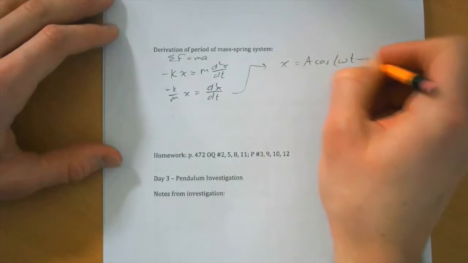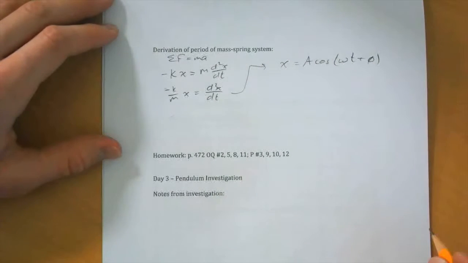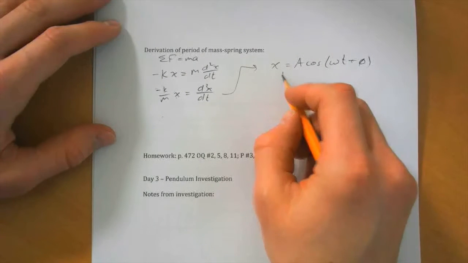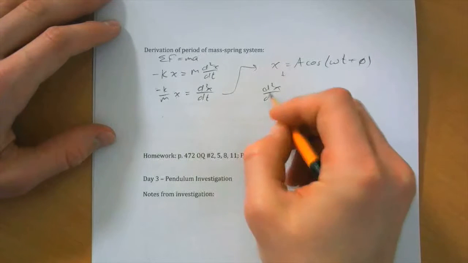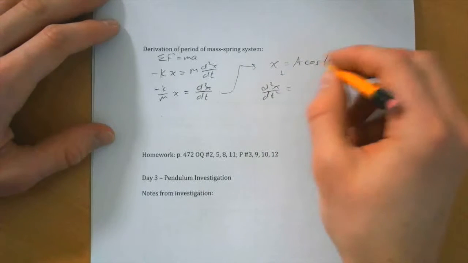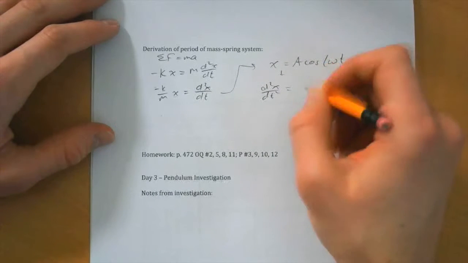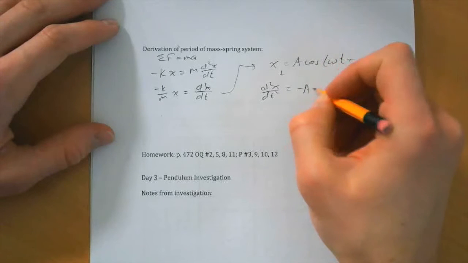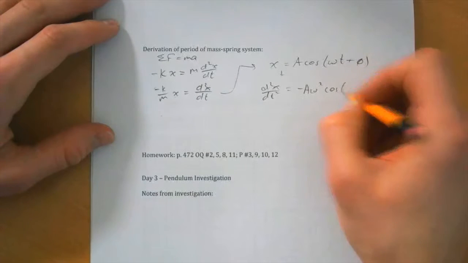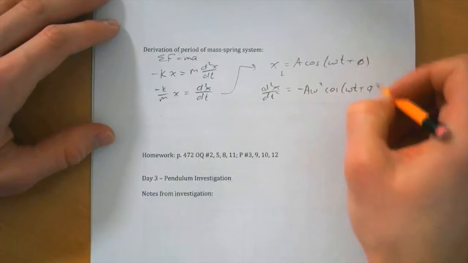So again, this is a general cosine function. Then the second derivative of that, we chain rule out two omegas. Cosine becomes negative sine and then becomes negative cosine. And we did this a couple days ago. This would then be the formula for acceleration.